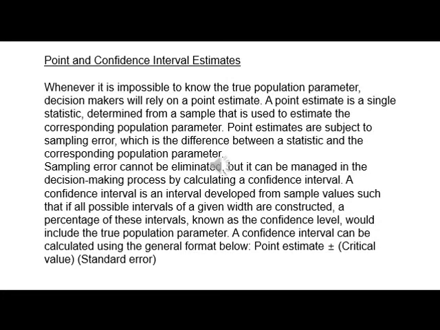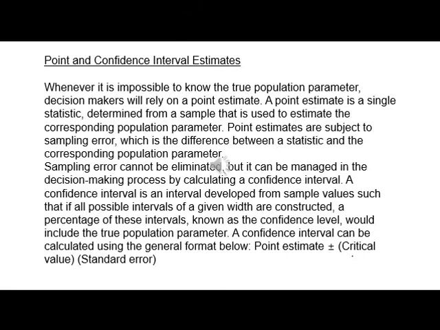Point and confidence interval estimates. Whenever it is impossible to know the true population parameter, decision makers will rely on a point estimate. A point estimate is a single statistic, determined from a sample, that is used to estimate the corresponding population parameter. Point estimates are subject to sampling error, which is the difference between a statistic and the corresponding population parameter. Sampling error cannot be eliminated, but it can be managed in the decision-making process by calculating a confidence interval.